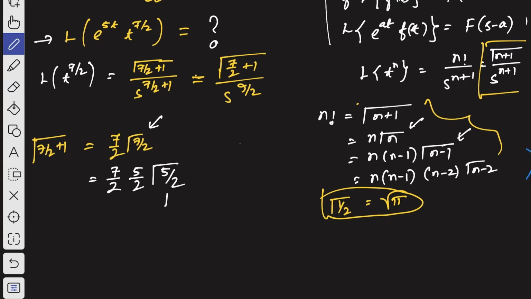Now again, if you evaluate this gamma function of 5 by 2, then it can be written as 5 by 2 minus 1, which will be 3 by 2, then gamma function of 3 by 2. Again, if you apply the same method here, then you will get 3 by 2 minus 1, which means 1 by 2, then gamma function of 1 by 2. So here we have got gamma function of 1 by 2.